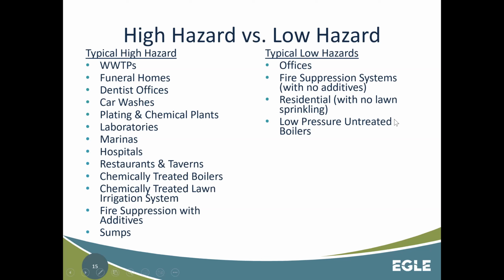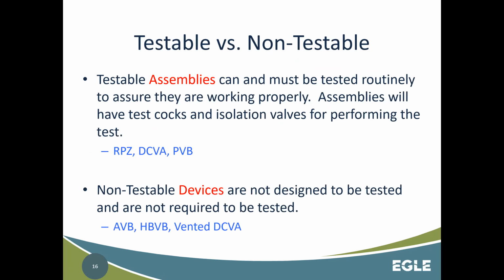And then low pressure untreated boilers. All right. So testable versus non-testable. So there's a distinct term and terminology when talking about backflow preventers. All right. If someone is referencing something that is what we consider an assembly, assemblies are considered testable.